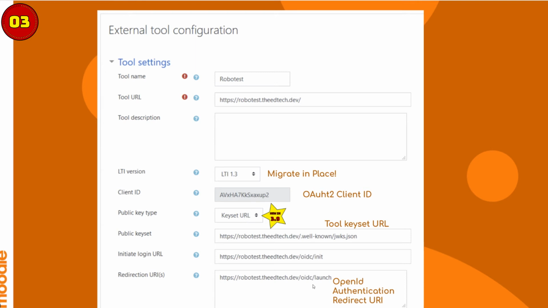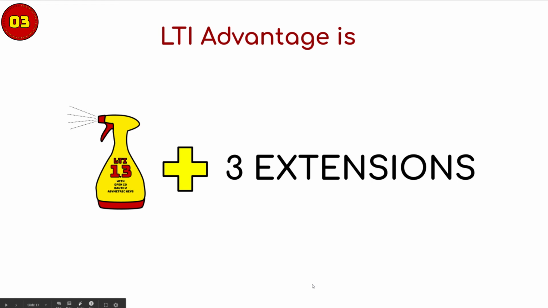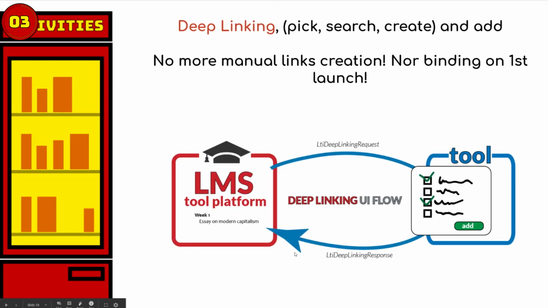So LTI Advantage is really this core mechanic plus a set of three extensions. So the first one, and a very important one, is deep linking. Deep linking is the process of creating or selecting a link to be added to your platform. So the idea here is that we don't want the user to copy-paste URLs, copy-paste parameters.